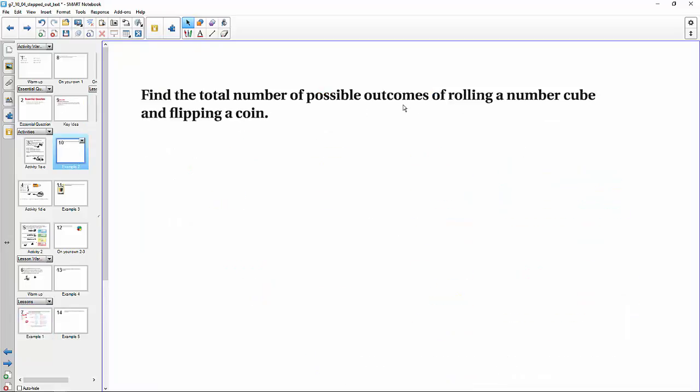So find the total possible outcomes of rolling a number cube and flipping a coin. Well, rolling a number cube has 6 different outcomes, right? And flipping a coin has 2 outcomes. So altogether there are 12 possible outcomes, right? So let's go through here and check.